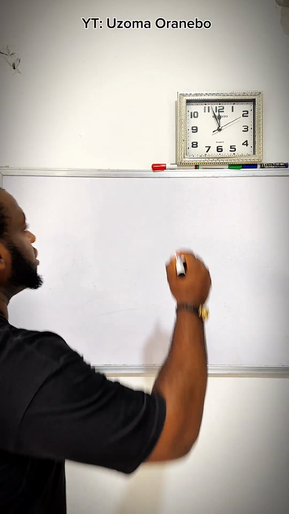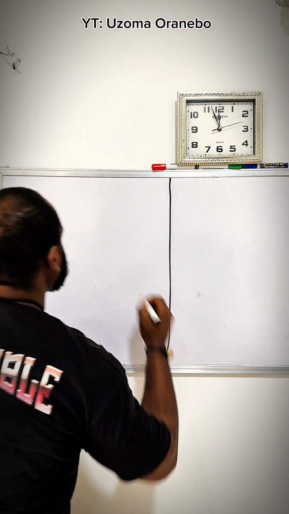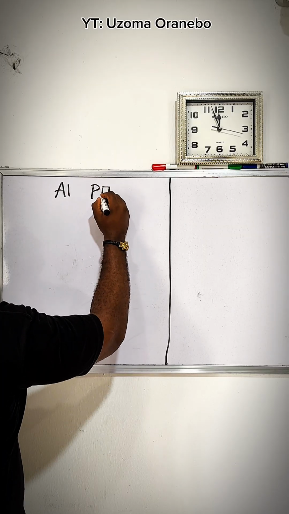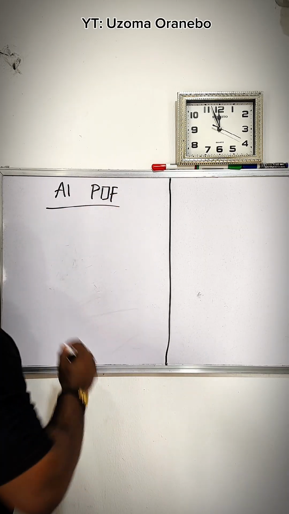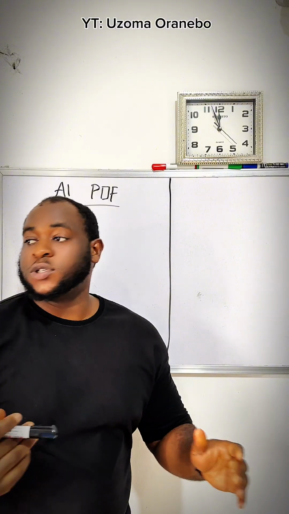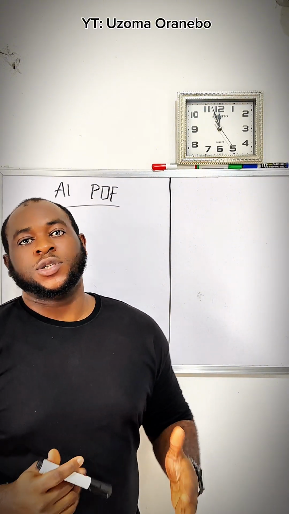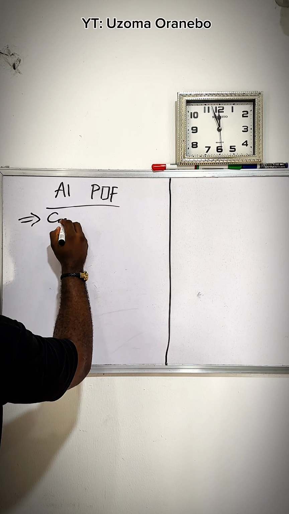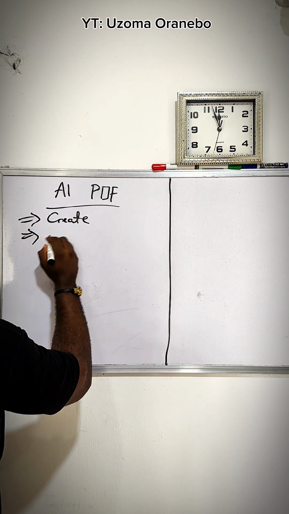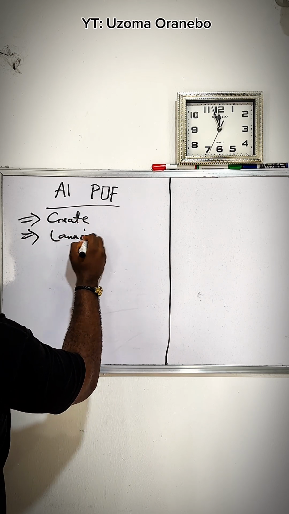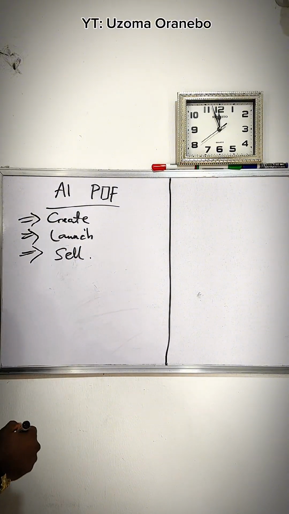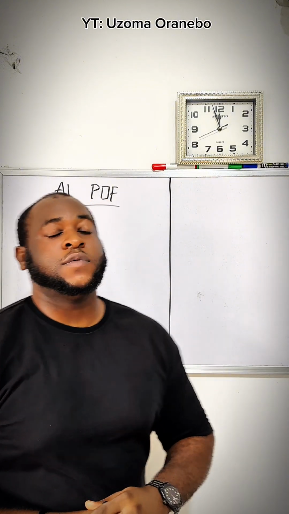Today I'm going to be teaching something very, very important. I'm going to be teaching about AI PDF. I'm going to teach you how to create, I'm going to teach you how to launch, and I'm going to teach you how to sell. So there are three factors we're going to be looking at today. I'll also teach you how to launch it, because this is very important. So if you want to learn this, then stick with me till the end of this video.